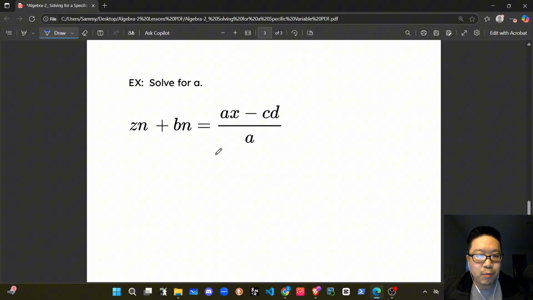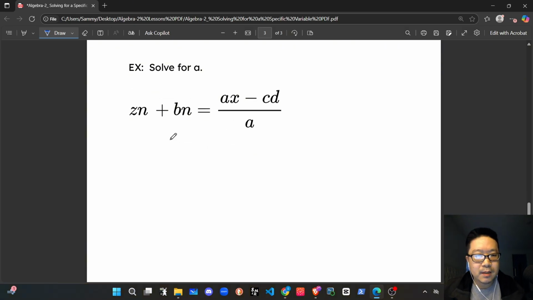Let's try one last problem. Here we have Zn plus Bn equals AX minus CD over A, and we are asked to solve for A. All right, that means we have to solve for A.